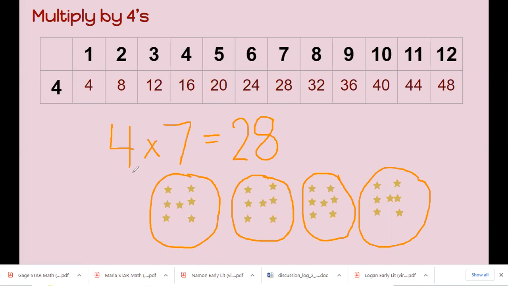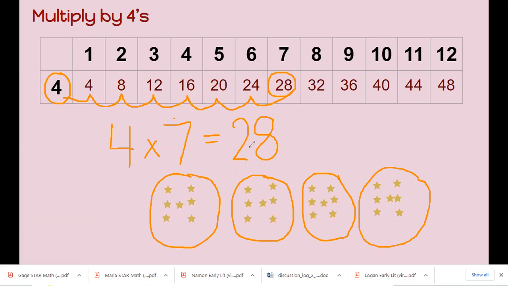So if I have 4 groups of 7, I have a factor of 4, and my other factor is 7. So I'm doing 4 groups of 7. I'm going to do 7 jumps. Ready? Jump 1, jump 2, jump 3, jump 4, jump 5, jump 6, jump 7. And I landed on the number 28. So 4 groups of 7 equals 28.